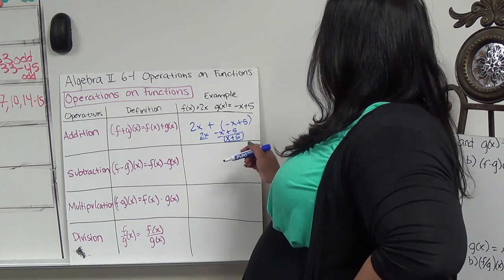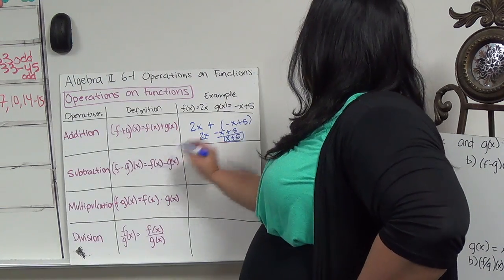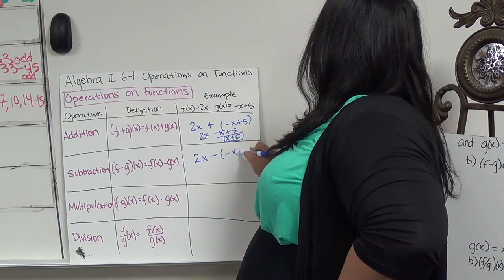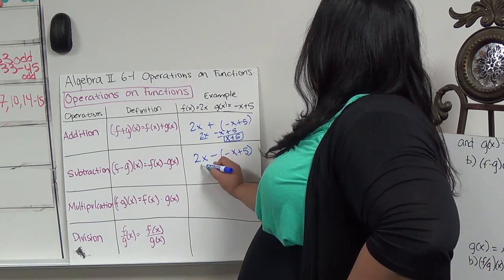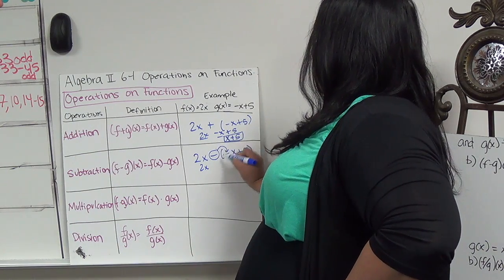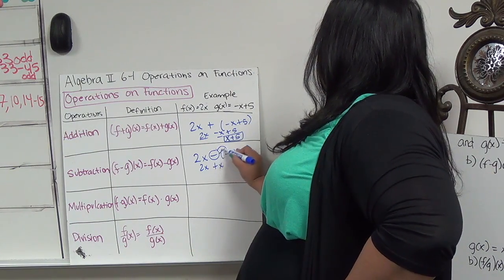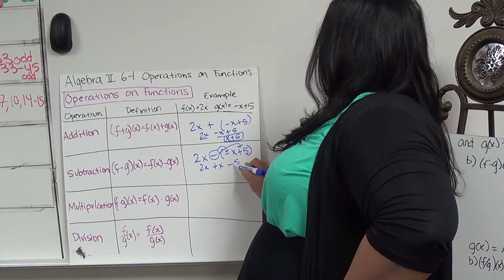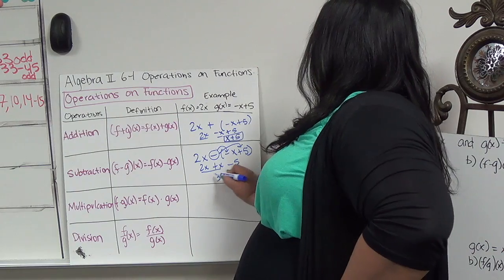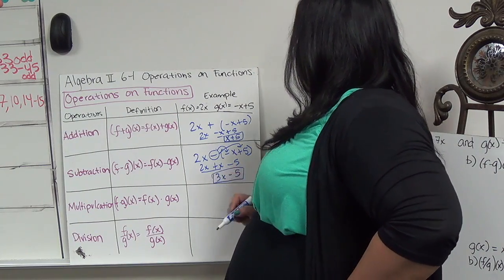Subtraction. So this one, f of x goes first, so I'm going to do 2x minus negative x plus 5. Because the negative is there, I'm going to bring down that 2x, but then I'm going to take this negative and distribute it. So it's positive x minus 5. Then I'm going to combine like terms, so 3x, bring down that, minus 5.